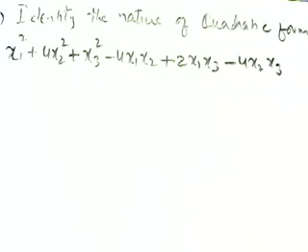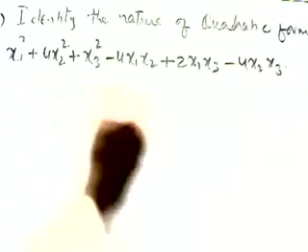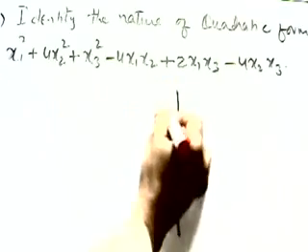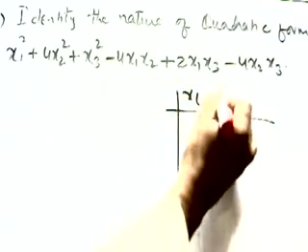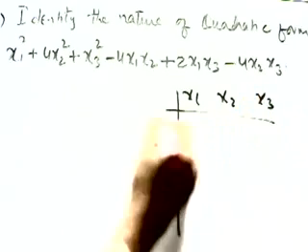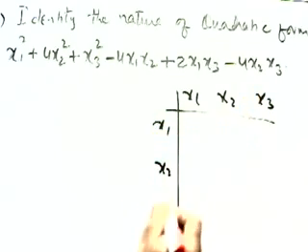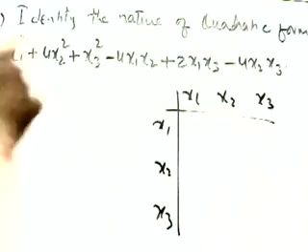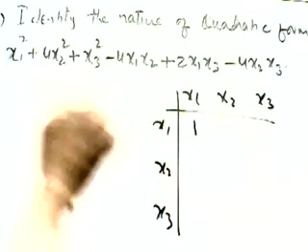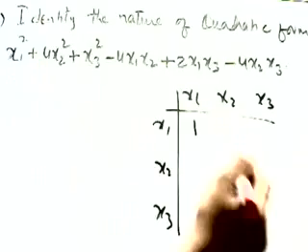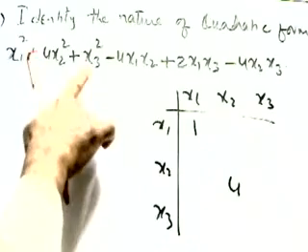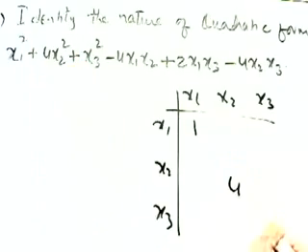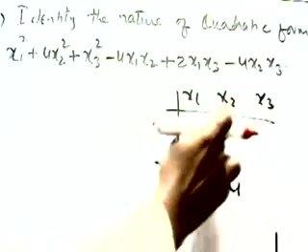See here, identify the nature of the quadratic form. First, let me change this into the matrix A. We've already seen how to change. Now variables are x1, x2, x3. The x1 square coefficient is 1, so you get 1 here. The x2 square coefficient is 4, you get 4 here. The x3 square coefficient is 1 here.